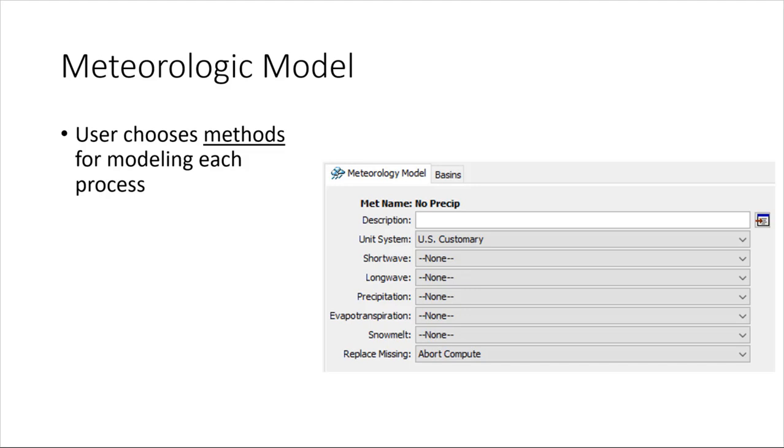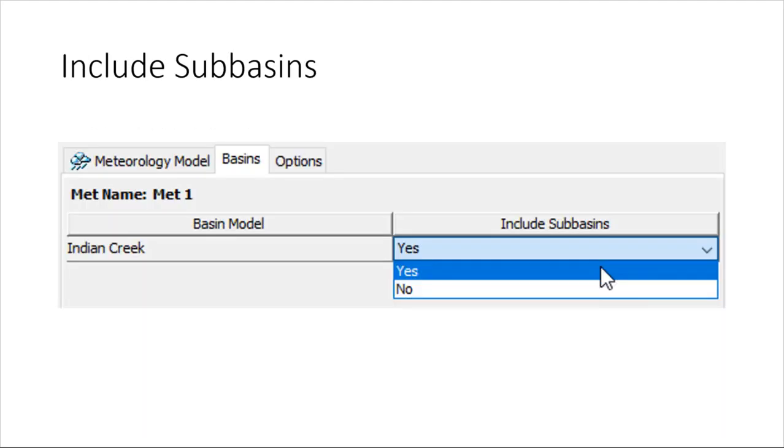Each of these processes is more than just data. They're models for representing states of the atmosphere and require data as an input. For example, note that there is no temperature process in the MET model. However, temperature is a data input for snowmelt, evapotranspiration, and so on. MET models are independent of basin models.